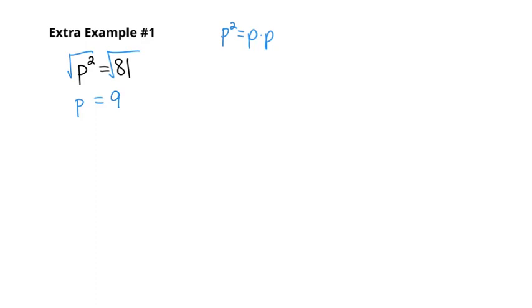It's 9, but it's also negative 9, because remember, when we're solving an equation, there's always going to be two answers for an x squared equation, or a variable squared equation, because there's two possibilities. 9 times 9 equals positive 81, but so does negative 9 times negative 9. So that's why there's two answers.